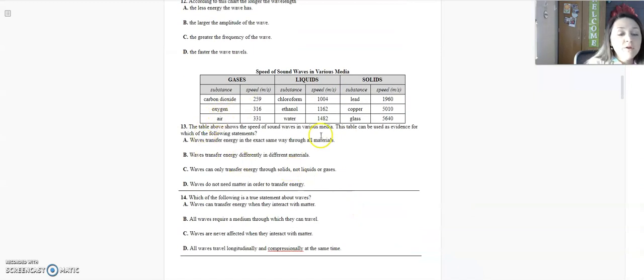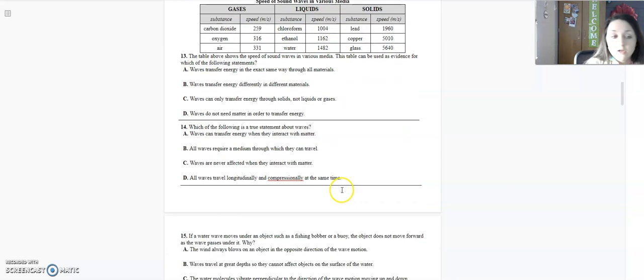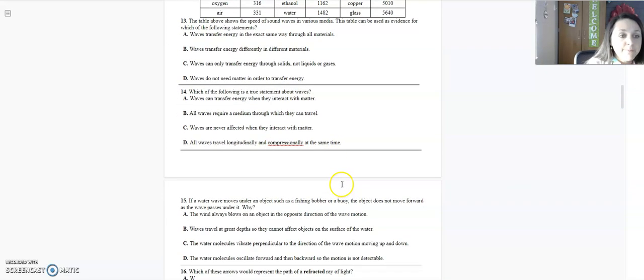All right, we don't even need to worry about a lot of these because think of this. It's asking, we can use this table as evidence for which of the following. Let's just read the statements. Waves transfer energy in this exact same way through all materials. We know that's not true. Waves transfer energy differently. We know that is true. Waves can only transfer energy through solids. That's not true. Waves don't need matter. So we know that waves transfer energy differently. And if you looked at this, we'd see gas, liquid, solid, and we'd notice there's different speeds for pretty much all of them.